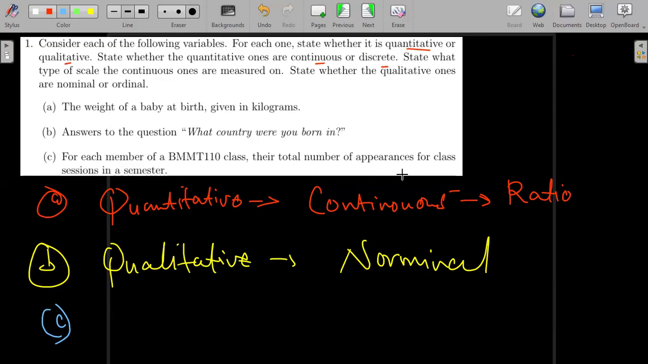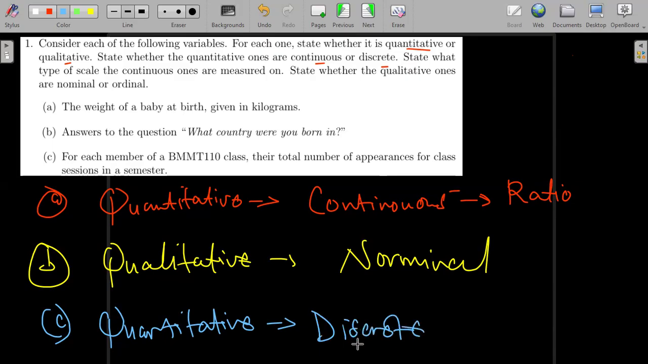number of appearances for class sessions in a semester. So the number of days we go to class in a semester are countable. We can count them. So even the number that someone will attend, because most of the students don't attend all the classes, the classes that they will attend, we can count them. So first of all, this is dealing with a number. So we're going to say what? Quantitative. And then is it continuous or discrete? We're going to say discrete.